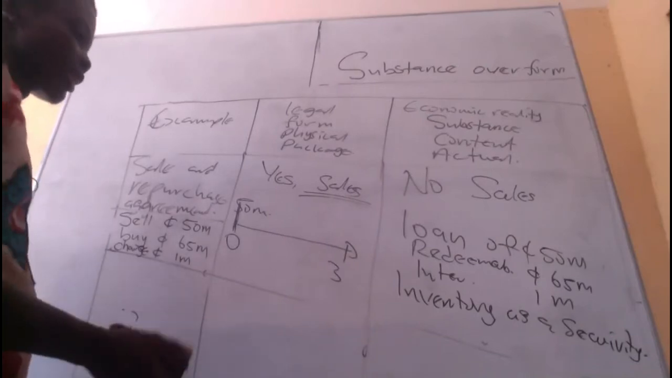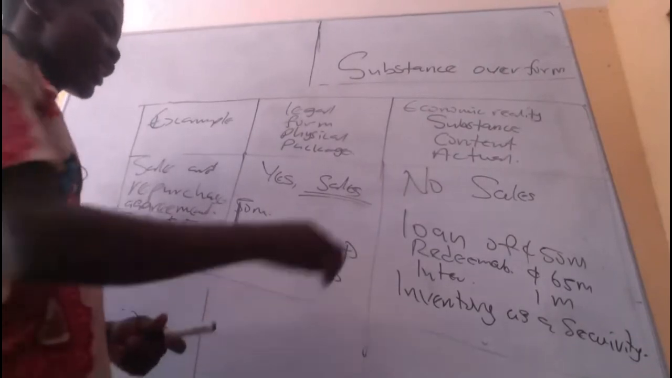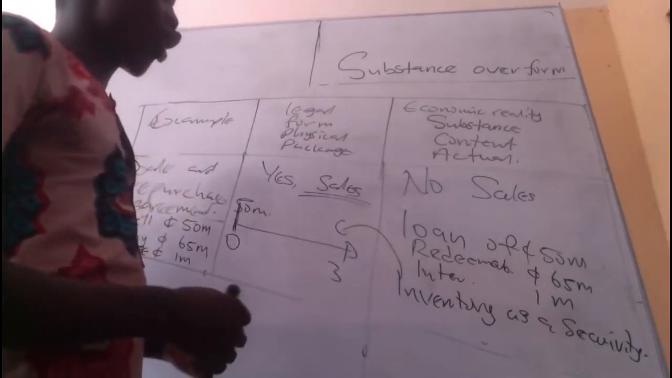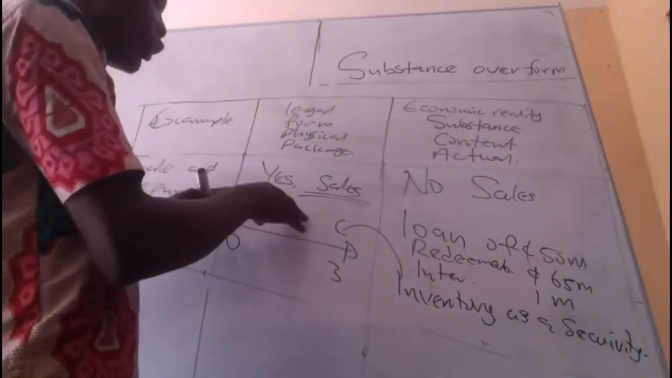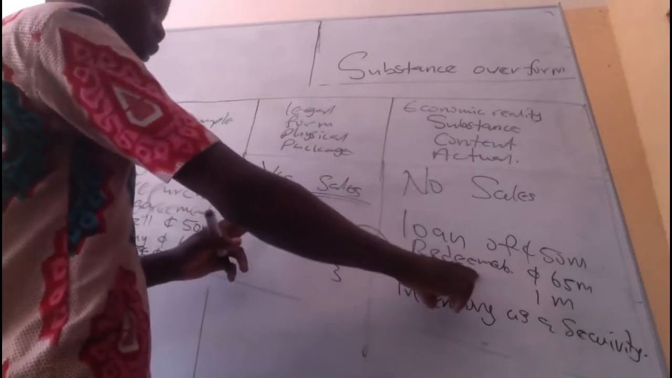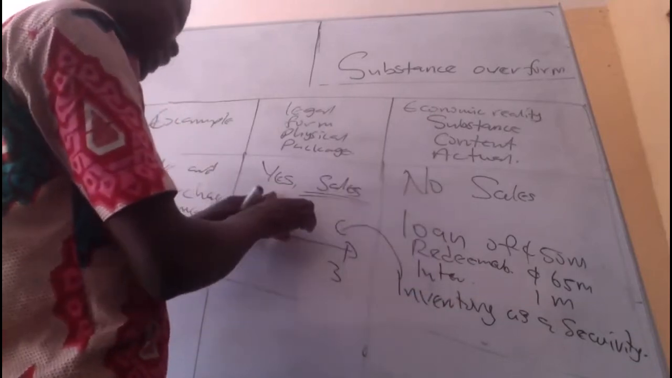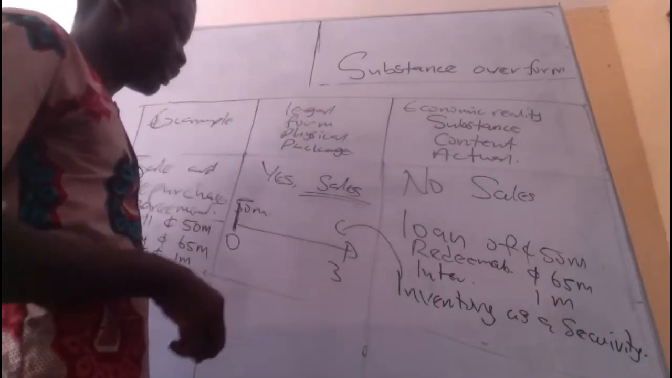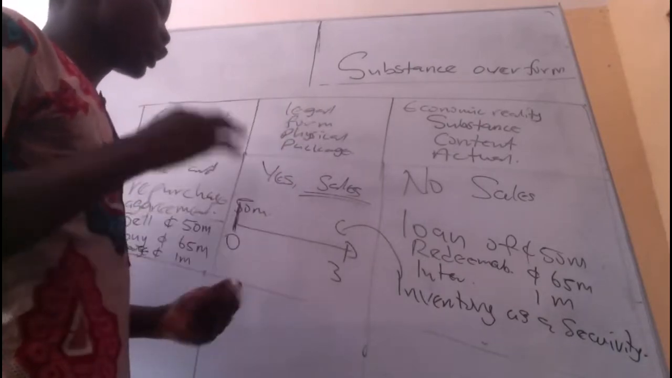So that's substance over form. Here you have to record a loan, not a sale. You have to record your loan, no sale, though the legal form says we should record sales. So take note for me.